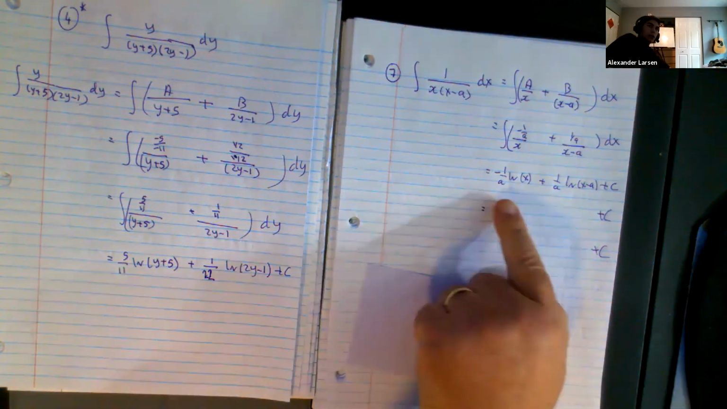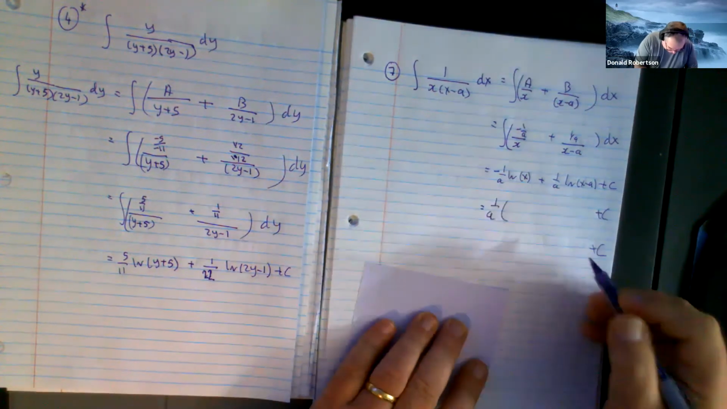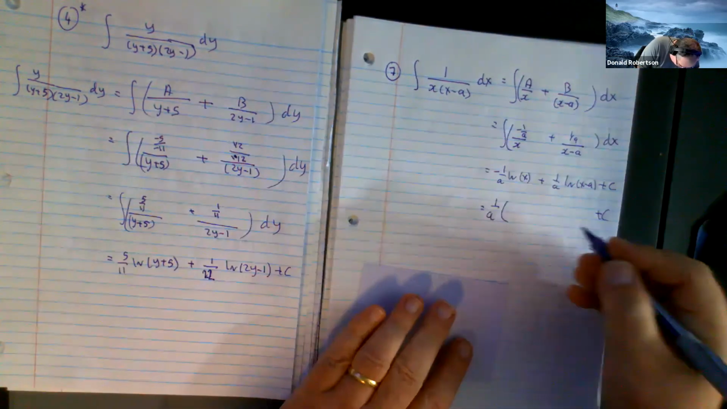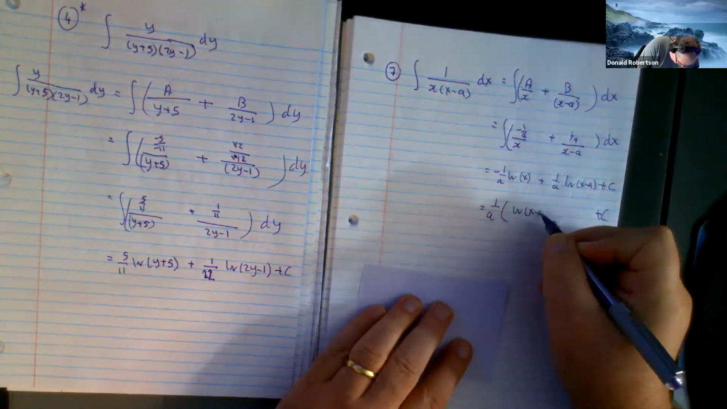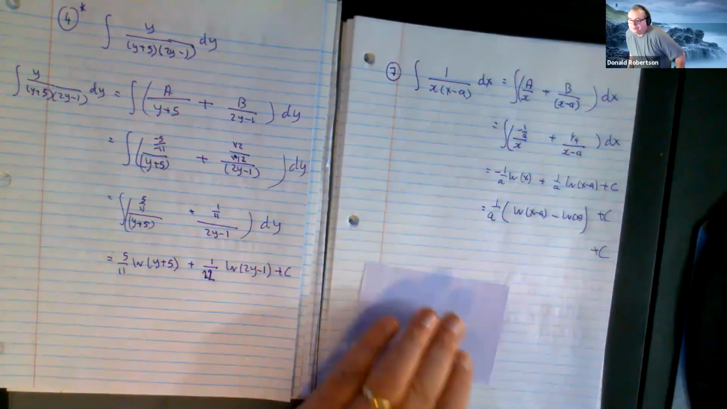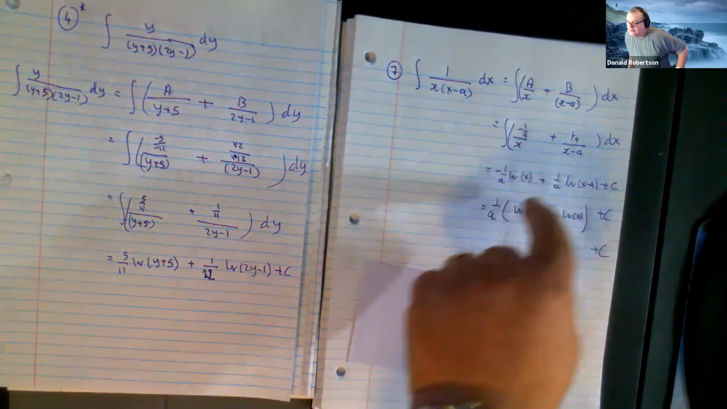Factor out 1 over a. Agreed. Now, I'm going to rearrange the order because I don't like negative pluses. They just look weird in my brain, and it's also going to help. Would you agree that we've now got that? So this is that. So far, so good.